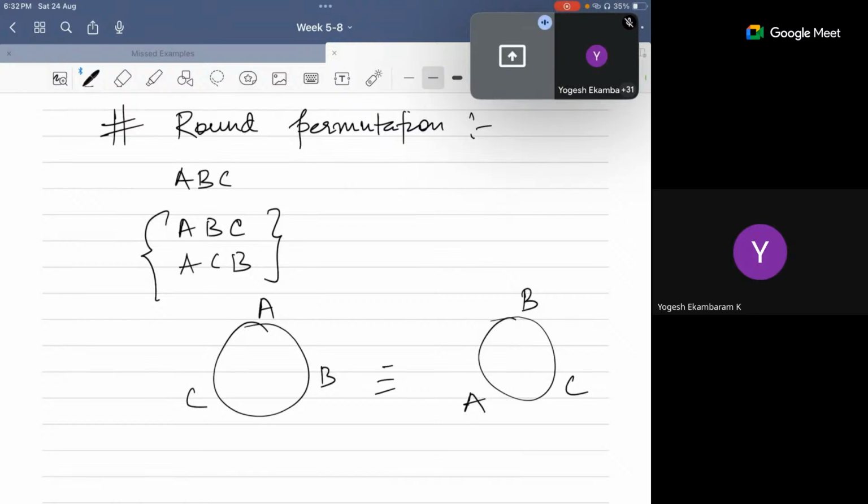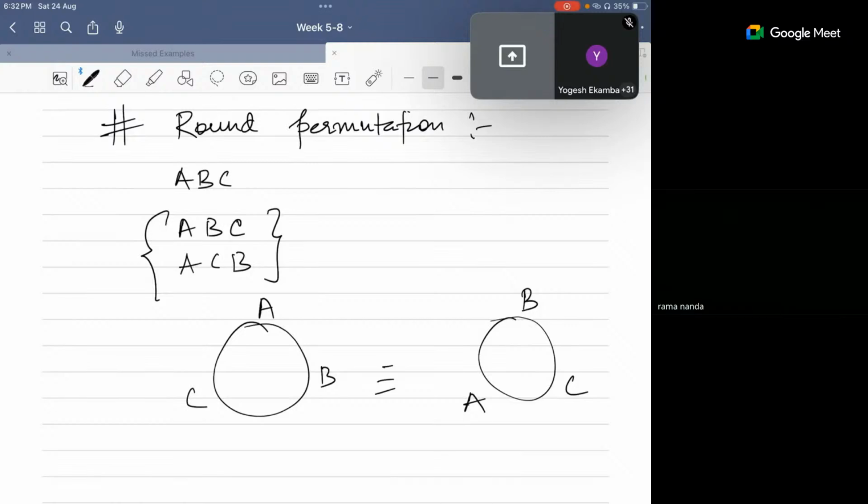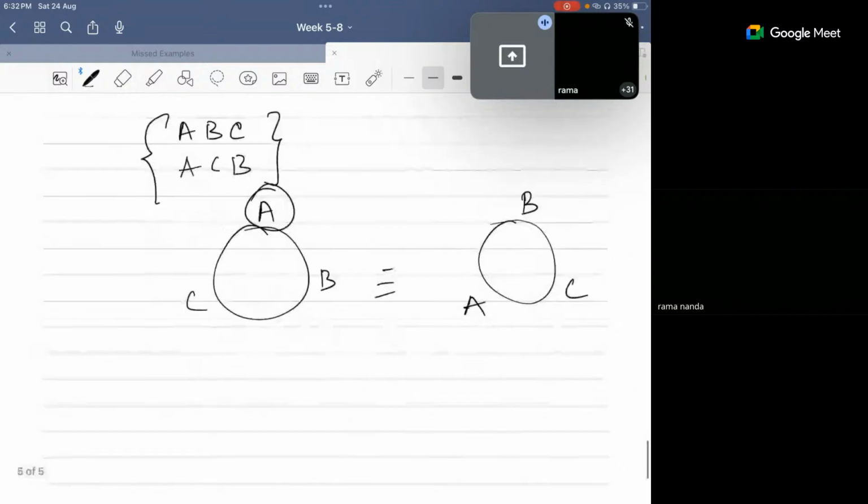So can somebody tell me what we should do in the round permutation? Generally, if it is n in linear, round is n minus 1 factorial. Yeah, so you just fix the position of one object, and then with respect to that object you can place the other objects, right? If you are fixing the place of one object, then you are left with only n minus one objects, correct? So you can arrange those left n minus one objects in n minus one factorial ways, correct?